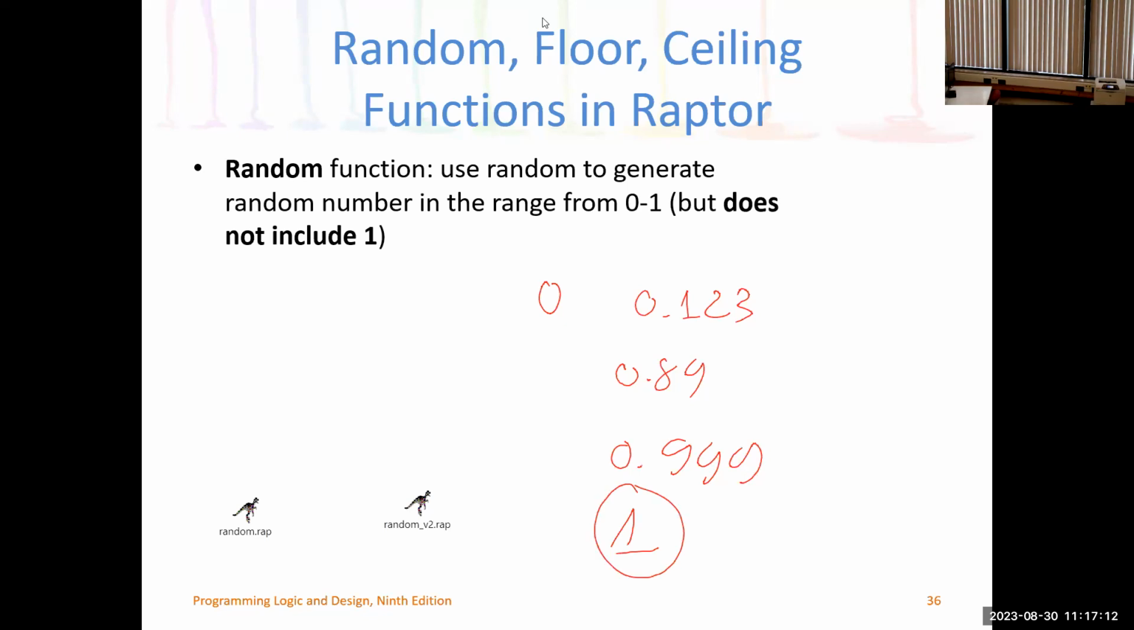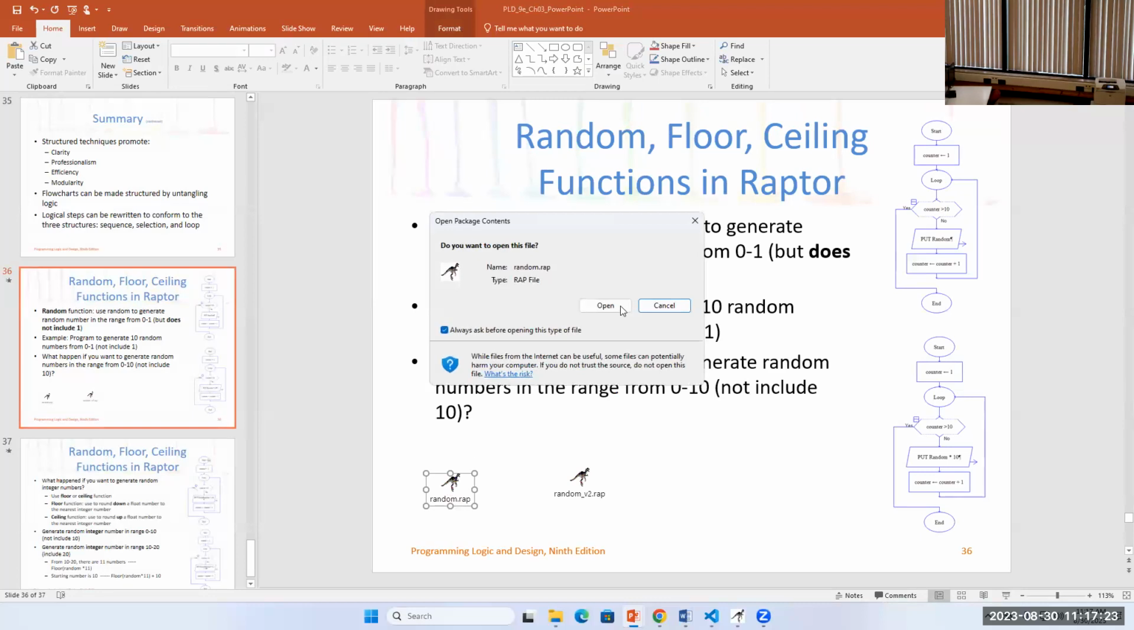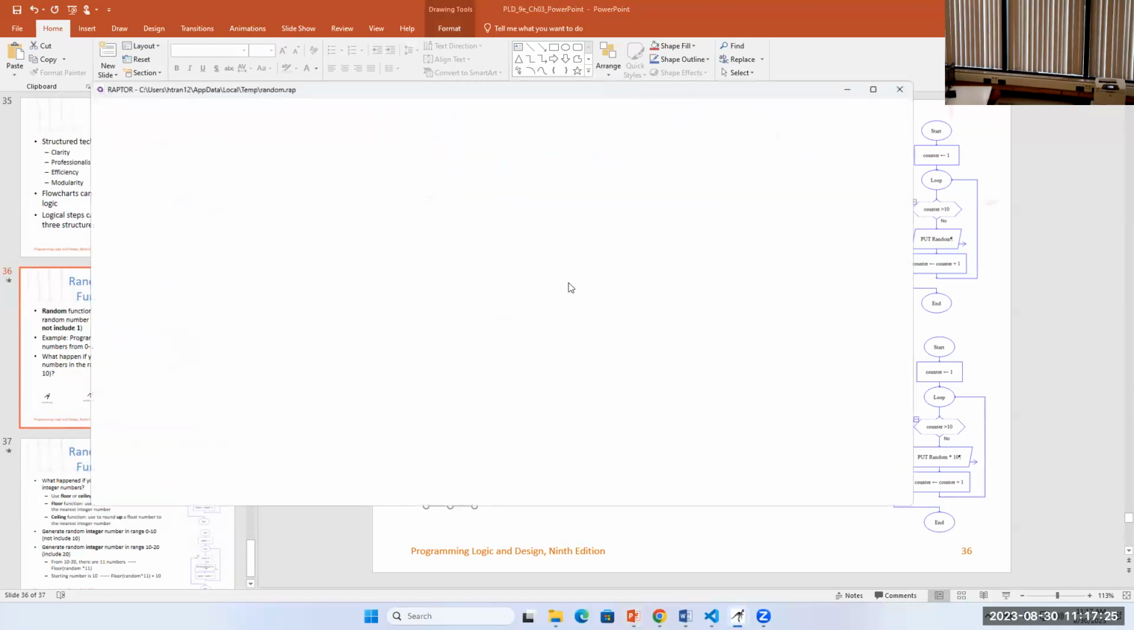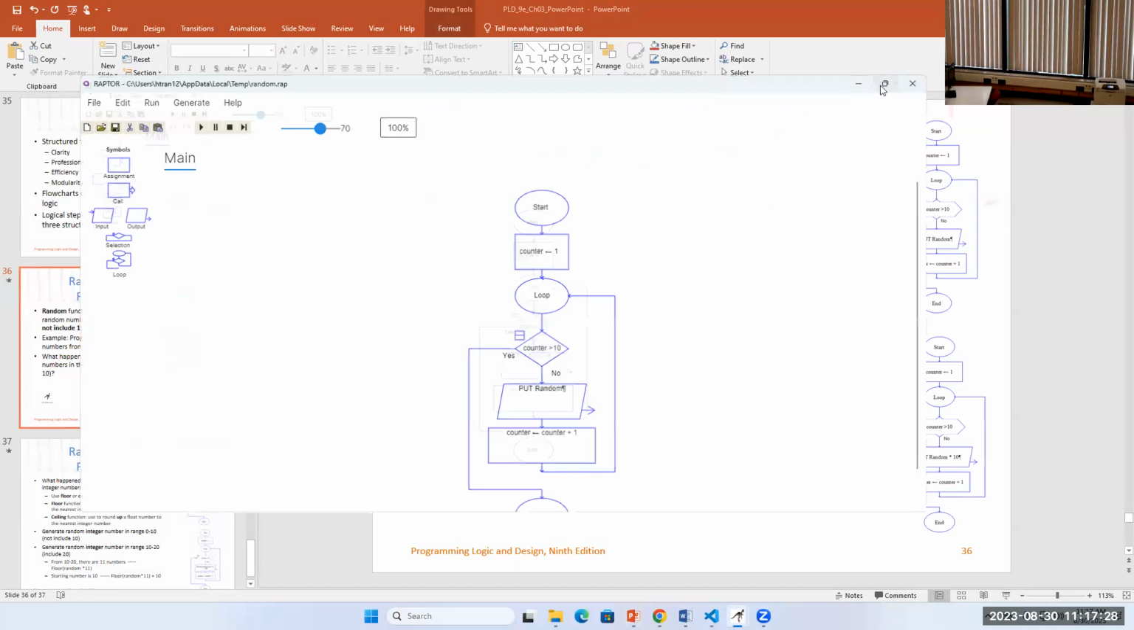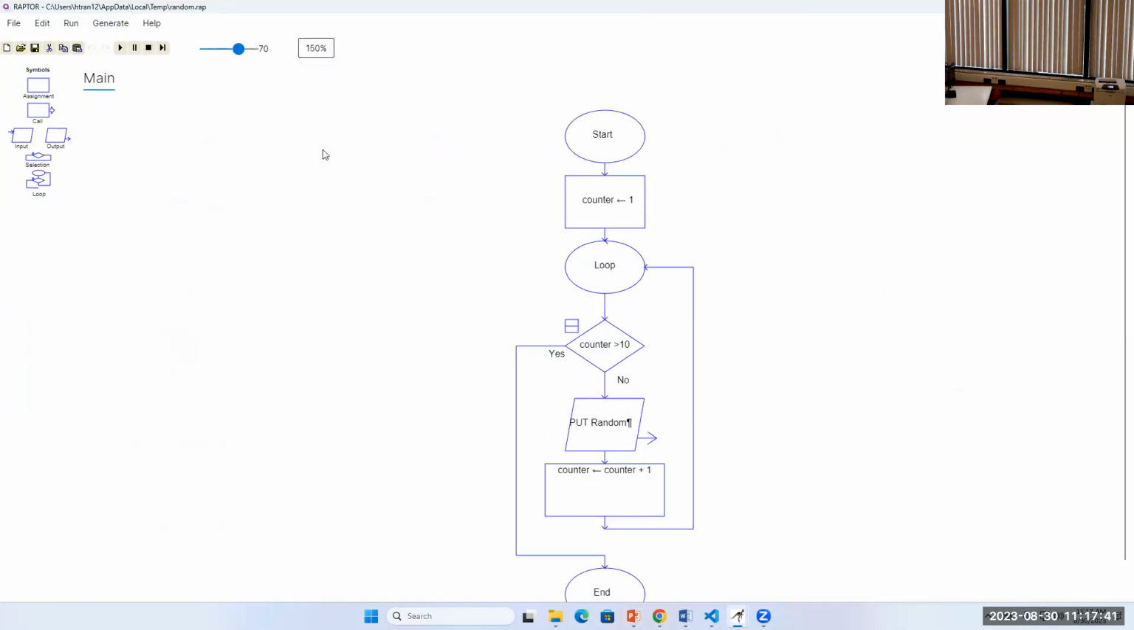And you can check with your random here. You open Raptor and you can do something. You can see a sample program here. If I want to do it 10 times, if you look at the Raptor program here, I want to print out a random number 10 times.